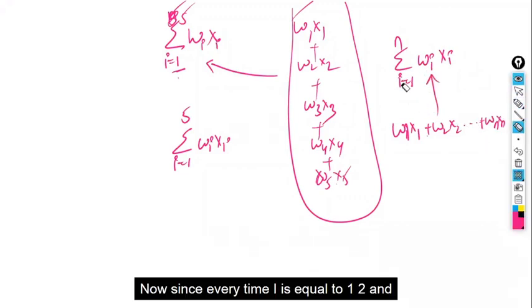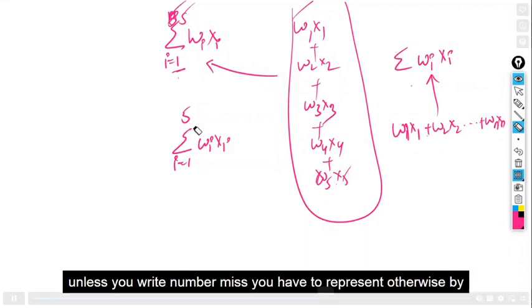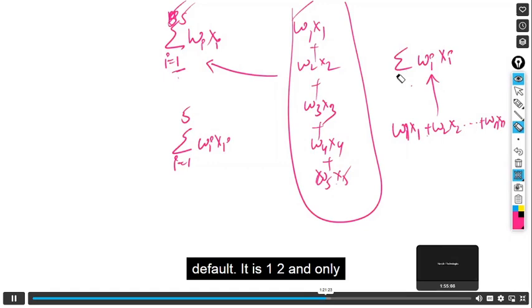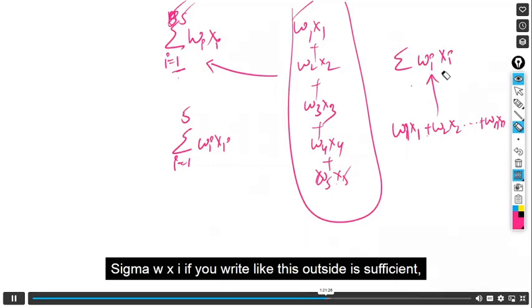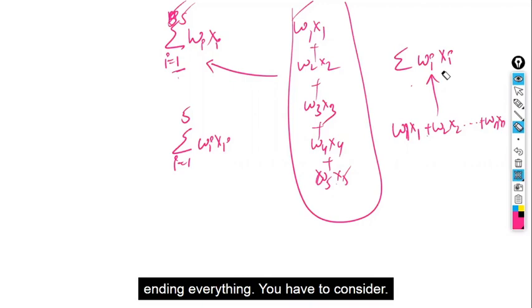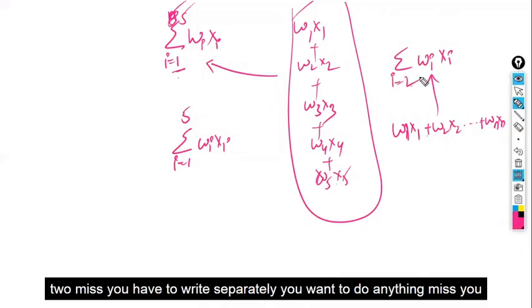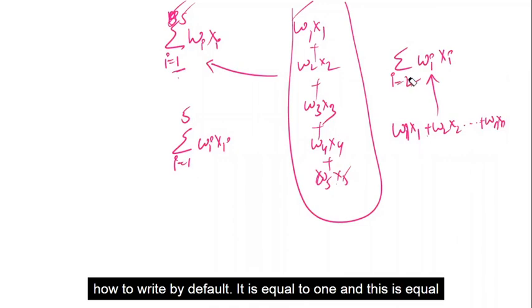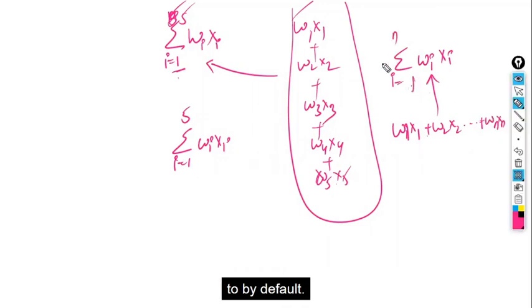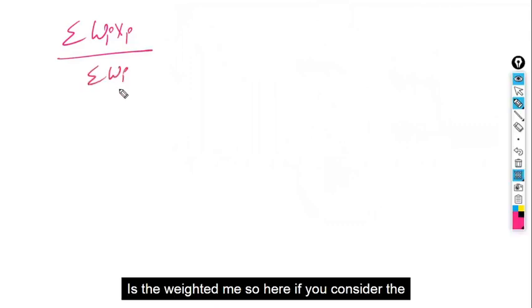Since it is i equal to 1 to n every time, there is no need to represent it separately. Unless you want something different, by default it is 1 to n. Sigma Wixi written like this is sufficient; you don't need to specially write 1 to n. If you want to start from 2, you have to write it separately. By default the start is 1 and the end is n. That is, sigma Wixi divided by sigma Wi is the weighted mean.